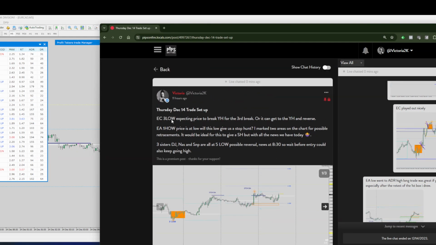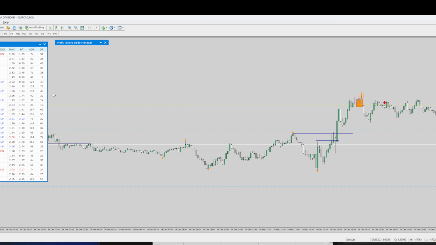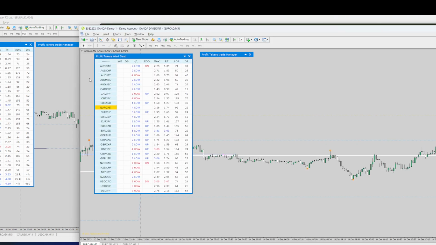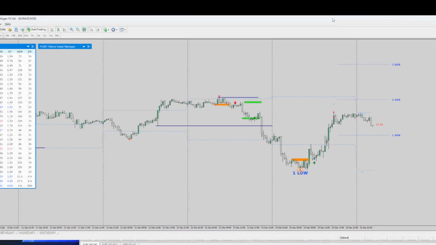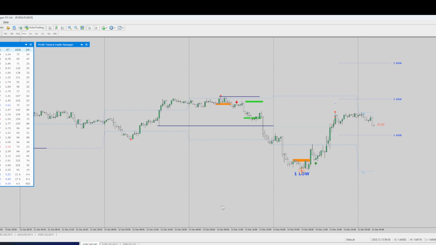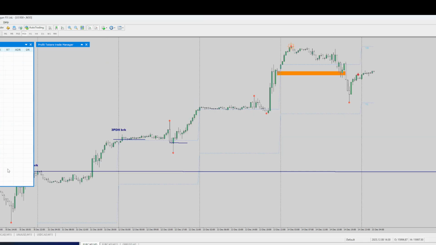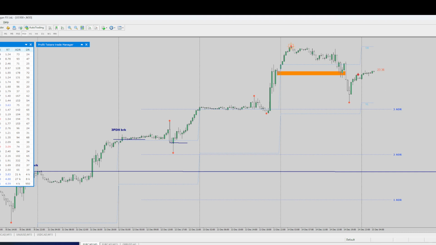We talked about the 3 sisters, DJ, Nas, and S&P. All of them were 5 low of week. They have all maxed out on their ADR. All right. And let me bring over that chart. Okay. All right, here we go. We're going to look at Nas right there.